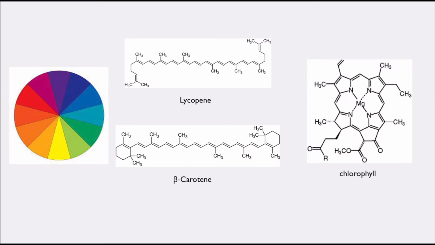Another example is beta carotene. It's the orange pigment in carrots, and it absorbs blue light and appears as the color opposite to it, which is orange. And this is chlorophyll, which is the green pigment in plants. It contains this cyclic conjugated system which absorbs longer waves. Therefore, it appears as green.